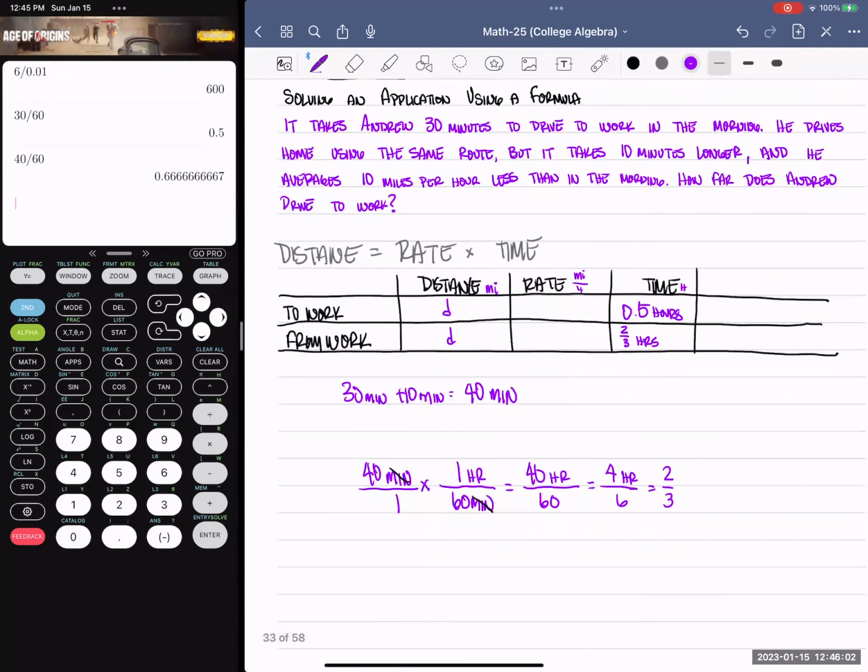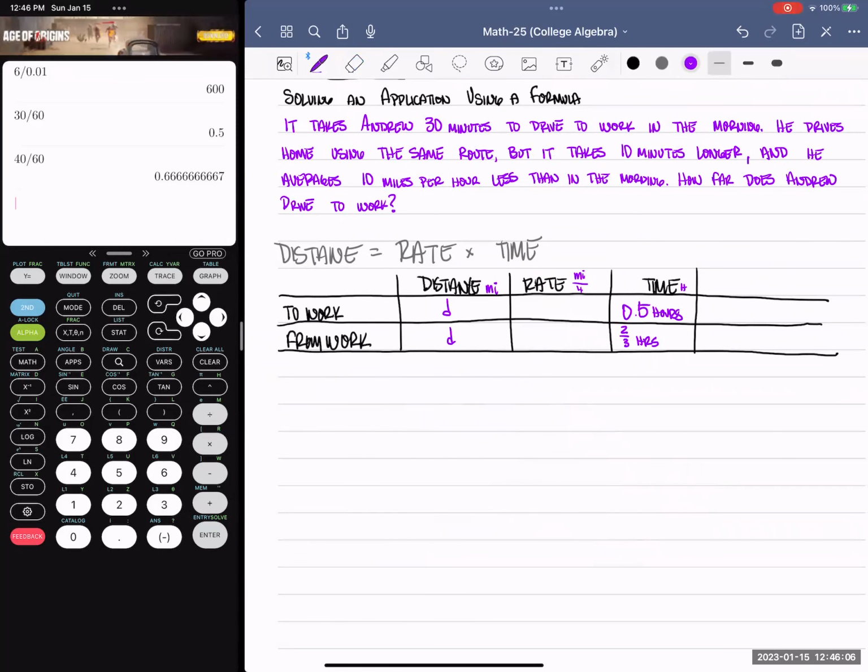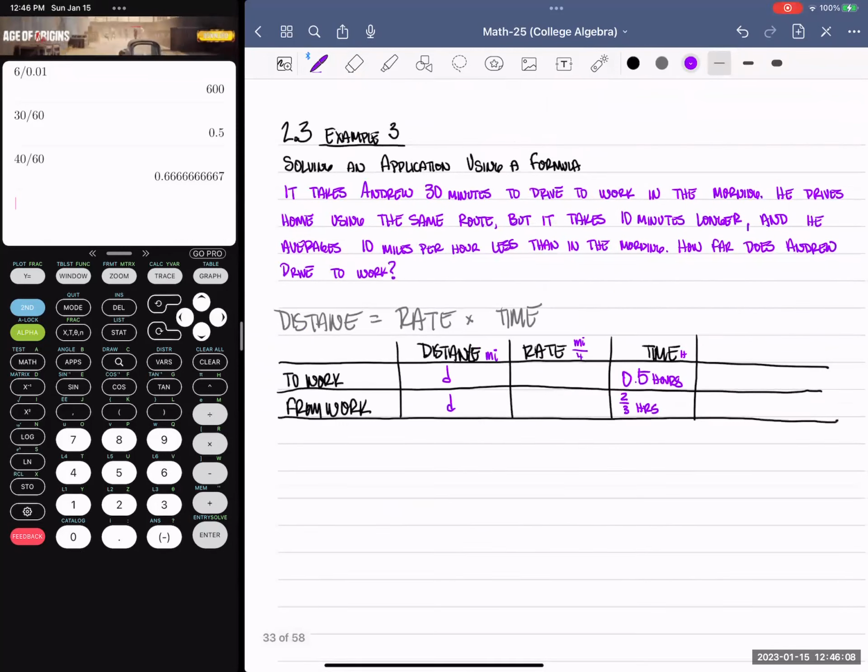Now we have that part. And let's finish reading. So it takes under 30 minutes to drive to work. That's that. In the morning, he drives home using the same route. So that's these two. But it takes him 10 minutes longer. Got that time. And he averages 10 minutes an hour less in the morning. So 10 miles an hour, we don't have to convert anything.